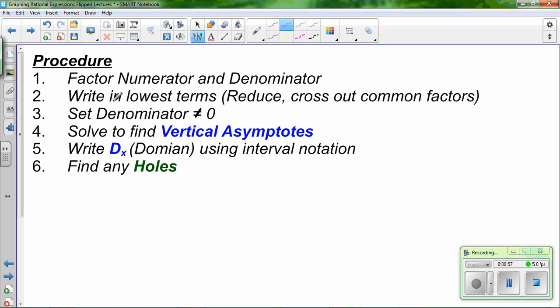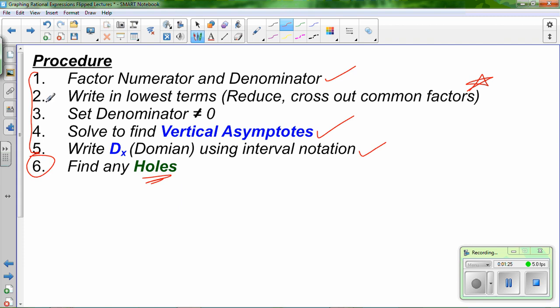If you were properly taking down your notes last time, you should have steps 1 through 5 in the procedure: factor the numerator and denominator, cross out any common factors, and this is where we're coming in today. That's what's going to lead to a hole. Set the denominator not equal to 0. That finds your vertical asymptotes, and you can write your domain in interval notation, and we'll review a little bit of that today again. But we're focusing on adding a number 6.